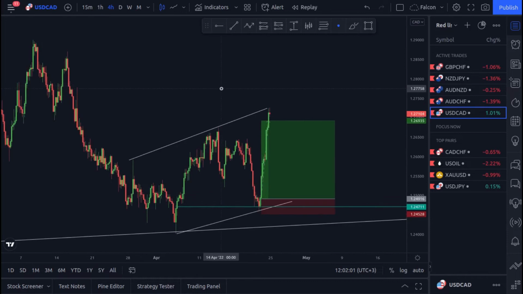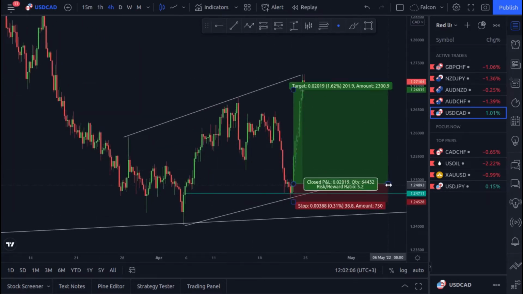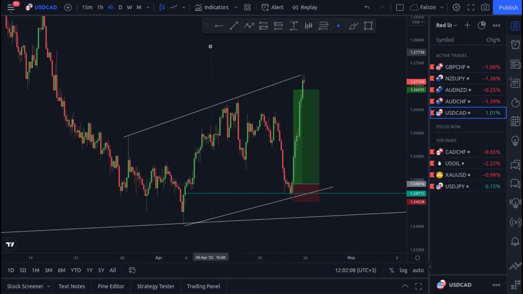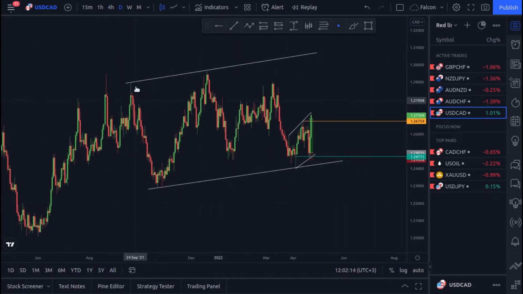Dollar card, we managed to get this very nice trade over here. This was a nice trade. This was a so nice trade. As you can see from our bigger pattern, I managed to get this 1-2 touch over here.